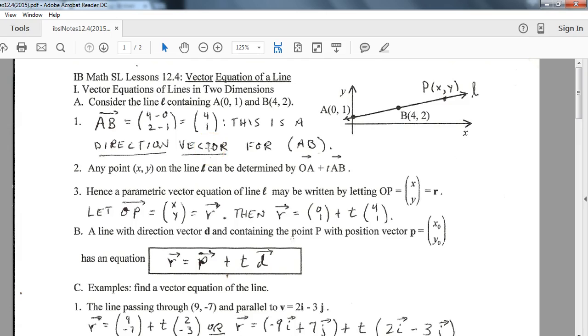Think of it in terms of rise over run. We rise 1 and run 4. So if I go up 1 over 4, I get the direction of AB from A to B. If I think of that in terms of rise over run, this is the horizontal component and this is the vertical component. So rise over run. Pretty simple if you think of it in those terms.